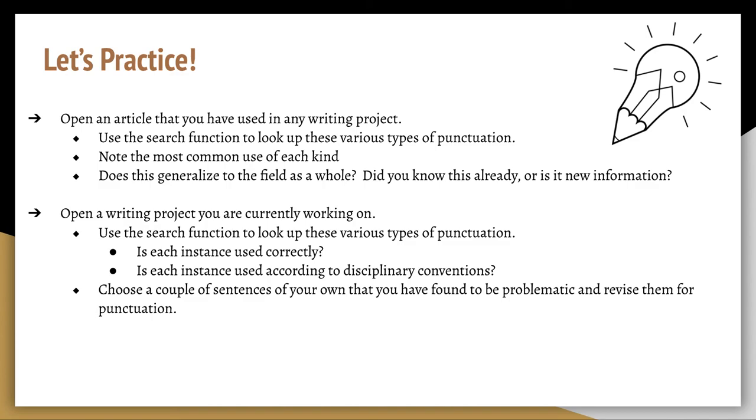Once you're done with this portion, move to a portion of your own writing, particularly the project that you're currently working on. Again, use the search function to look up the various types of punctuation that you use. Is each instance used correctly? Is each instance used according to disciplinary conventions? Choose a couple sentences of your own that you have found to be problematic and revise them for punctuation. We'll share our answers together during our next group conversation.